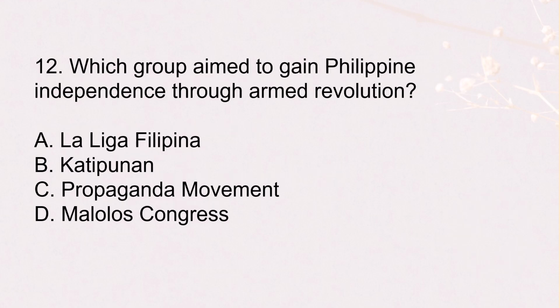Number 12. Which group aimed to gain Philippine independence through armed revolution? Letter A, La Liga Filipina. Letter B, Katipunan. Letter C, Propaganda Movement. Or letter D, Malolos Congress.